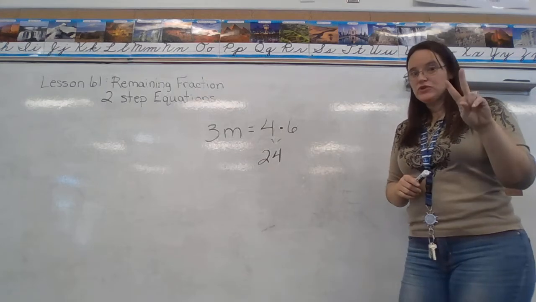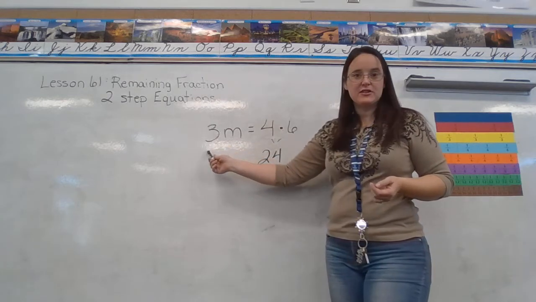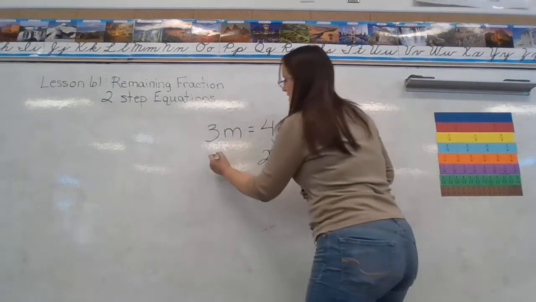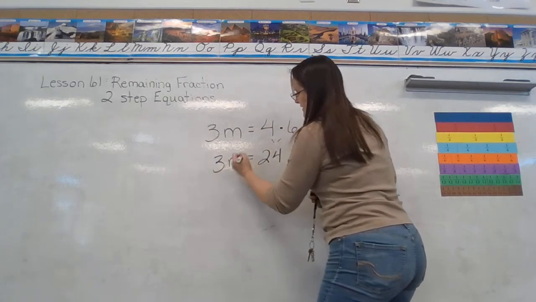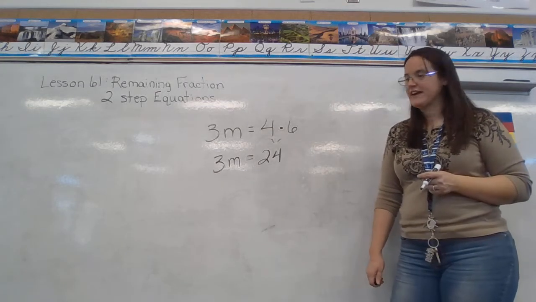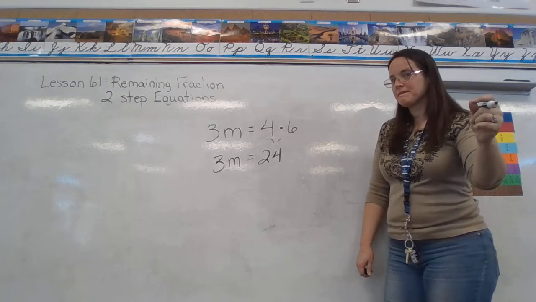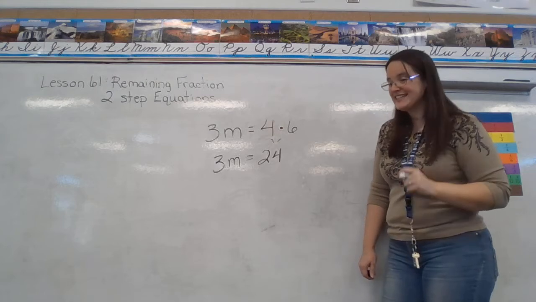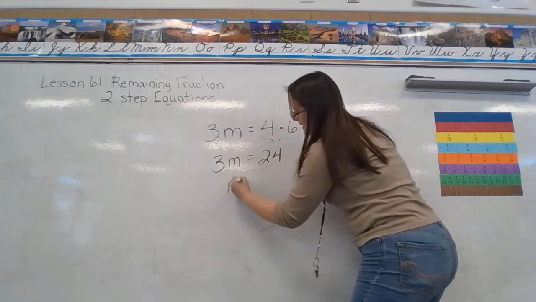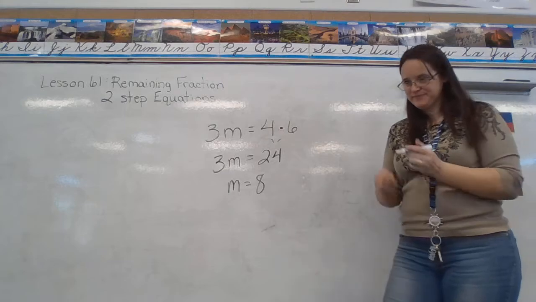So now step 2 is I have to figure out what number times 3 is also going to give me 24. 3 times what equals 24. Again, you got to have those multiplication facts memorized. 3 times, did you say 8? 3 times 8 equals 24. So m must be equal to 8. And there is our answer.